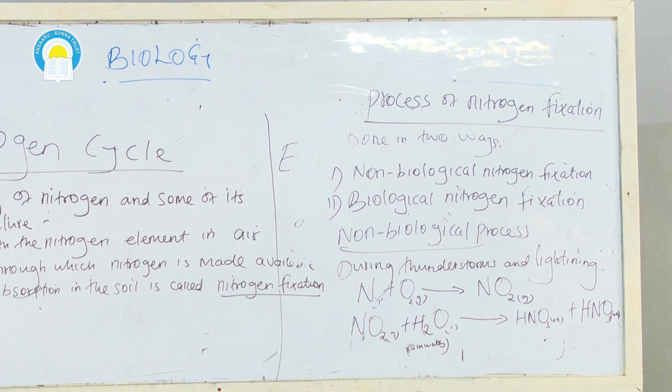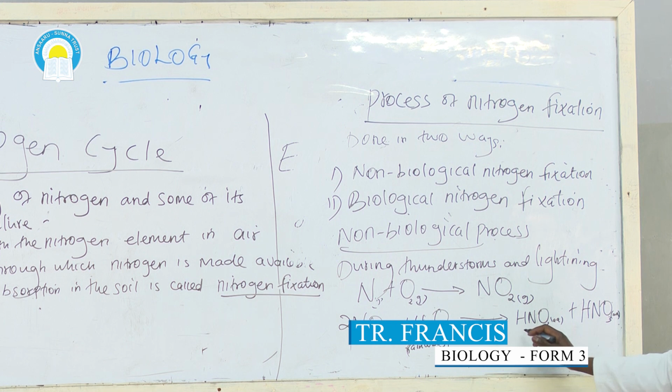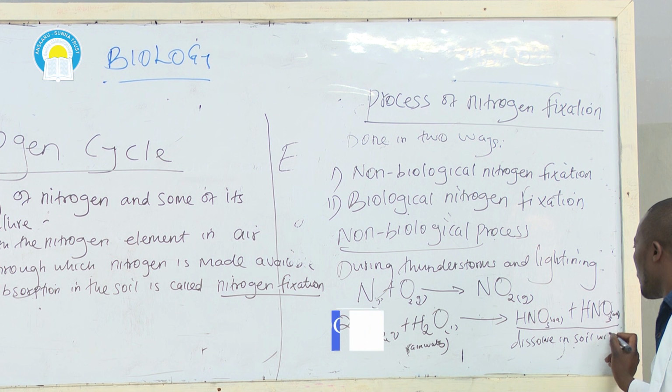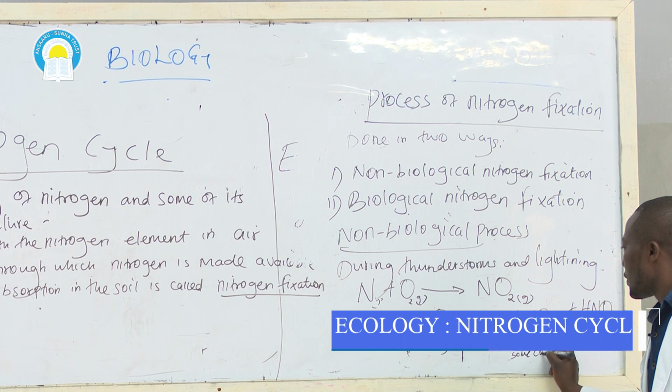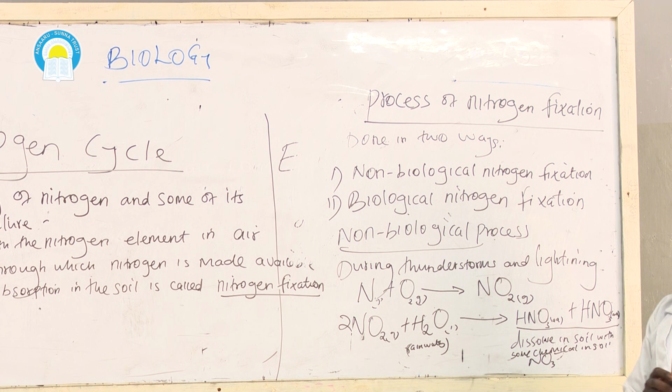Then the two acids will dissolve in the soil. They will dissolve in the soil and combine with some ions or chemicals in the soil to form nitrates. Then the nitrates are the ones which are going to be absorbed by the plant roots for what we call the synthesis of proteins.